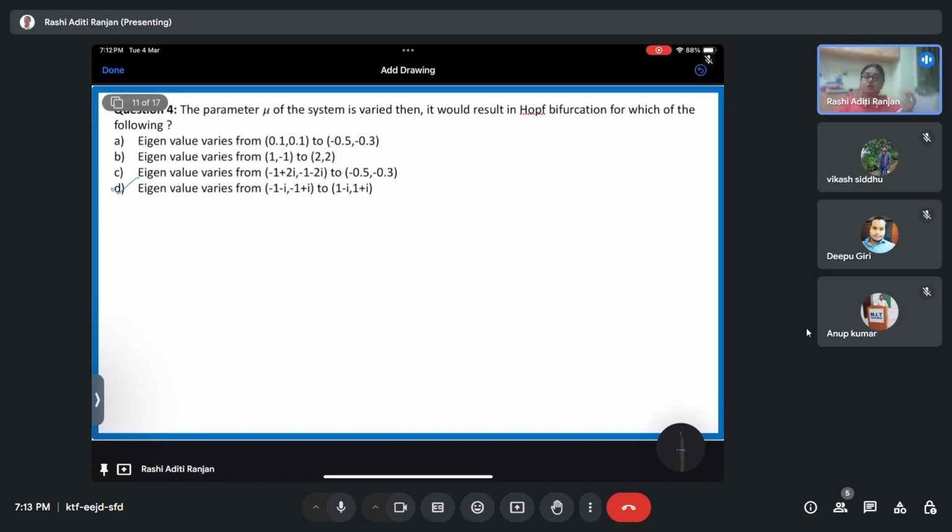The same ideology applies here in the case of a Hopf bifurcation. We should have some kind of imaginary eigenvalues in order for a limit cycle to occur. If you remember, where sir discussed the various rules that have to be followed in order to conclude that my system is having a Hopf bifurcation, the first one was that there should be a pair of imaginary values. And this is what it is showing. So option D is correct.